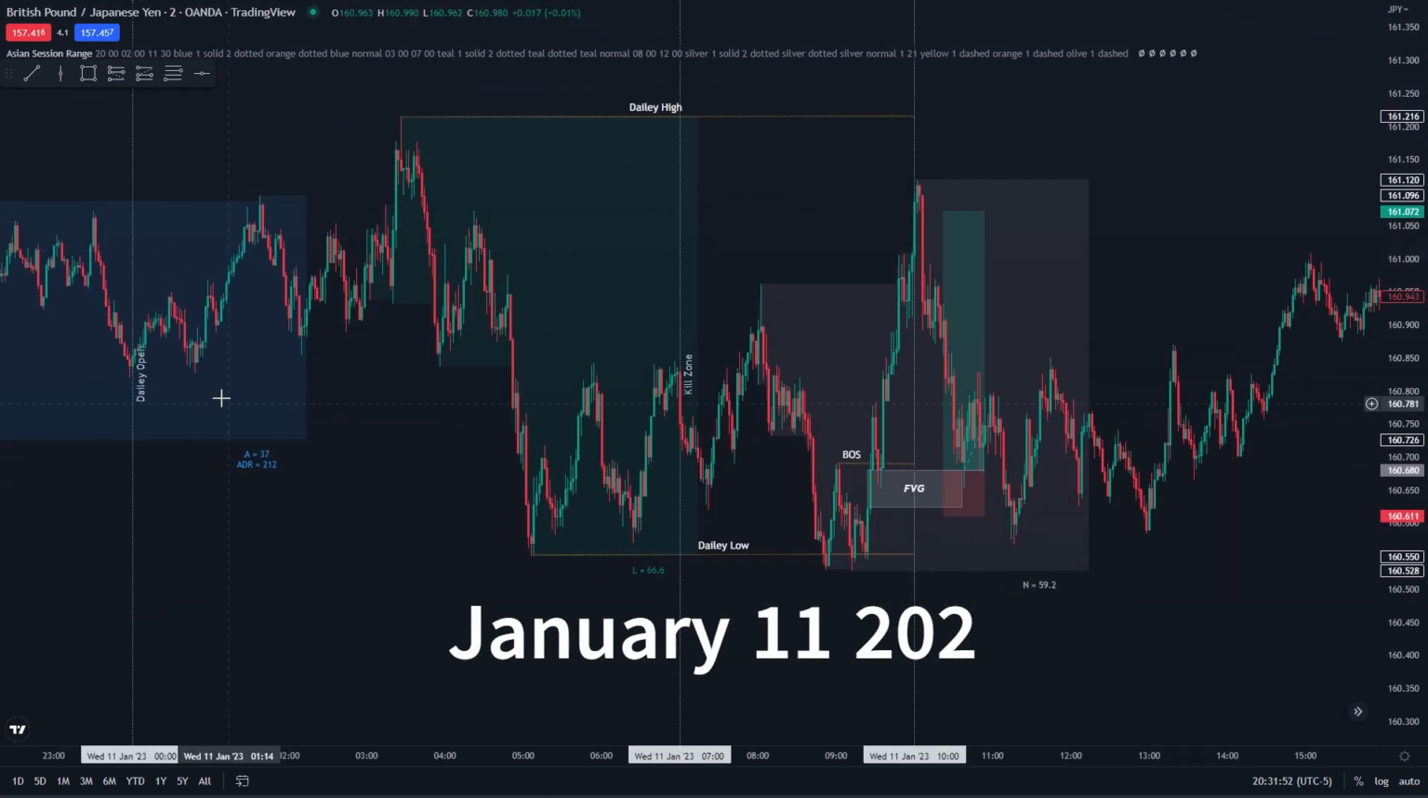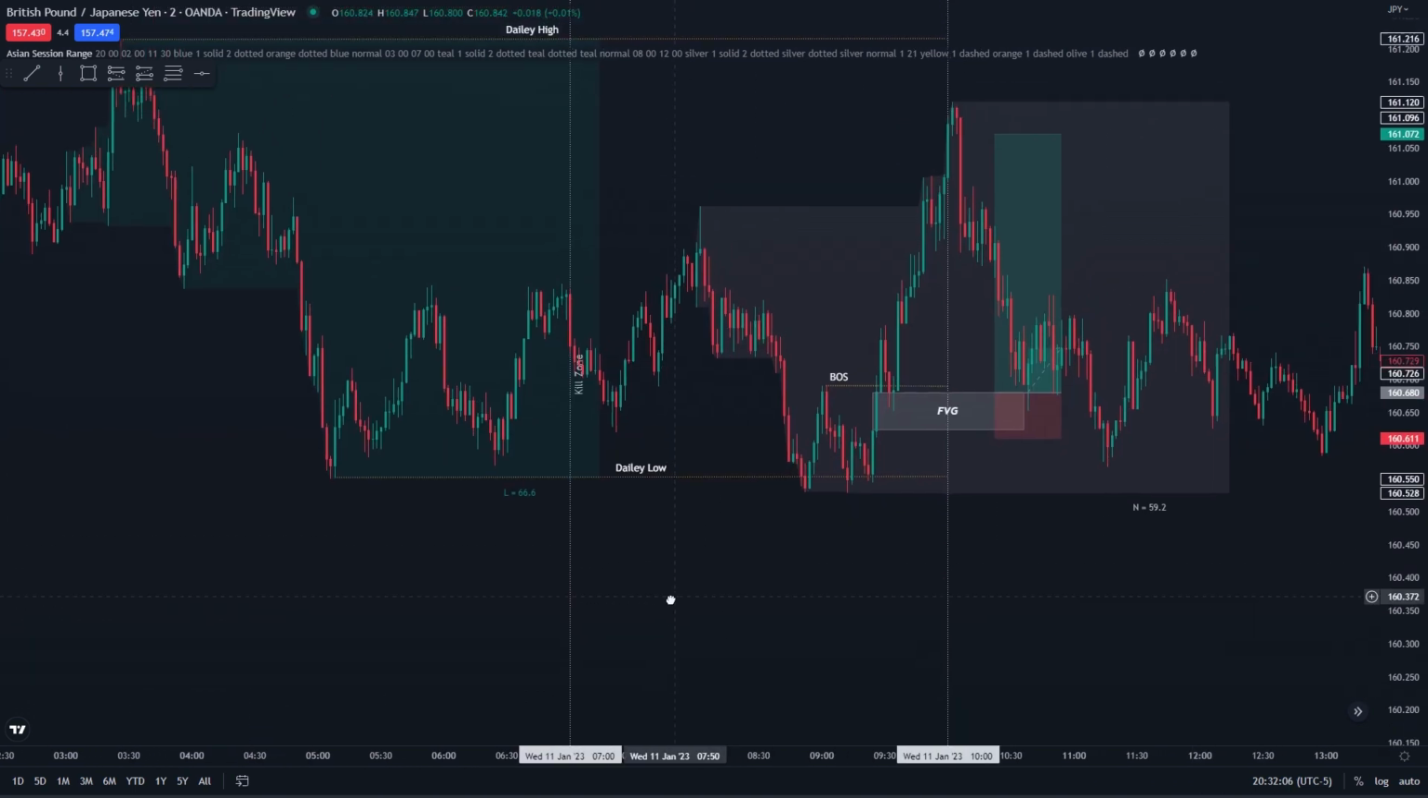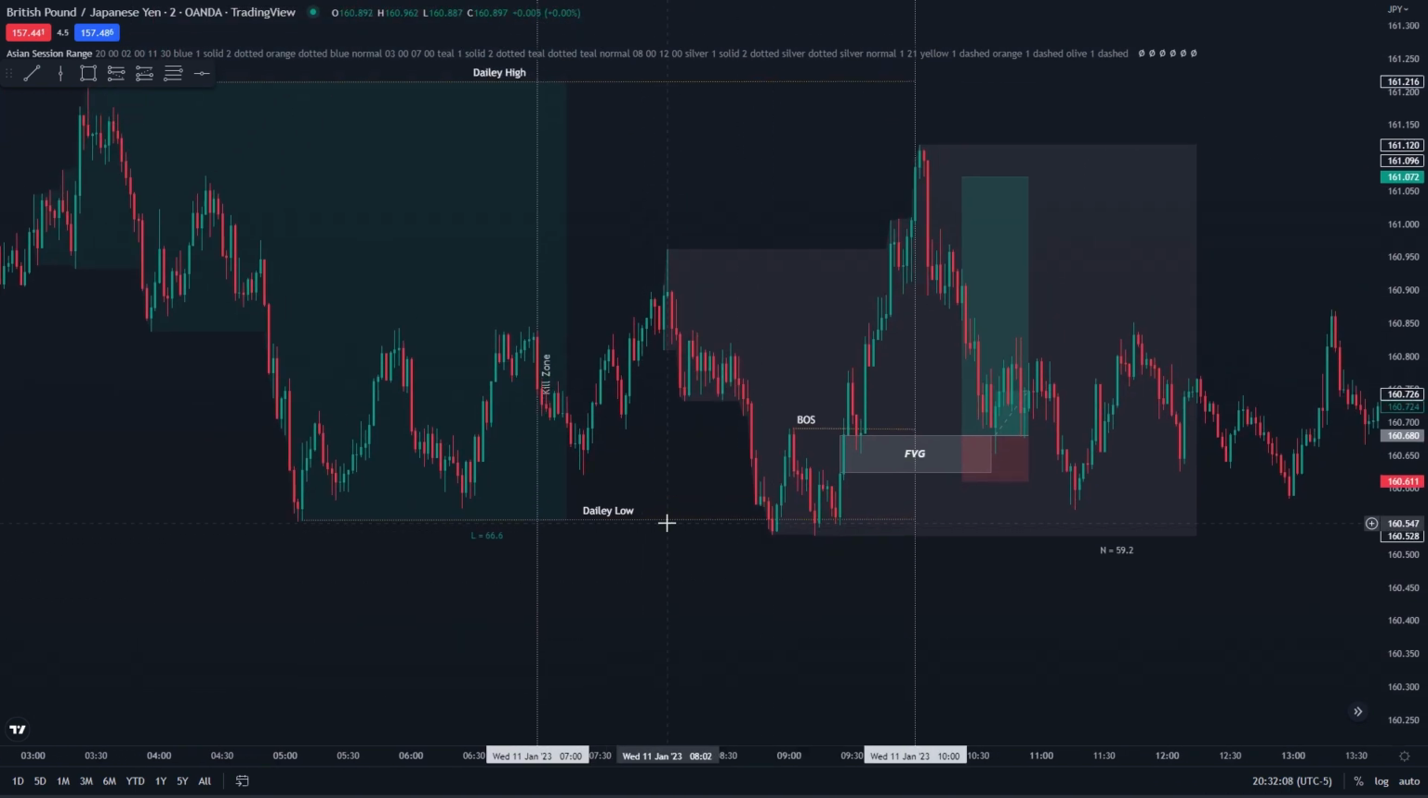So we have another example right now. We are on the British pound, Japanese yen. As you can see, we have our daily open, our kill zone, our daily low, and our daily high. We came down and took out the daily low, which happens twice, tapping into liquidity. We have our breaker structure with displacement. We came back down to tap into our fair value gap, and that's where you would take your entry.